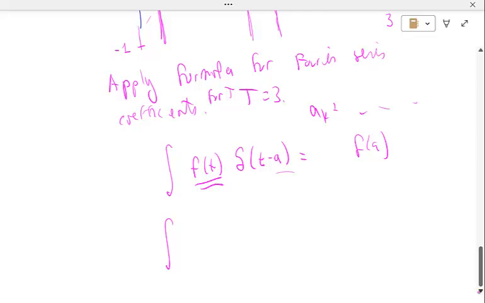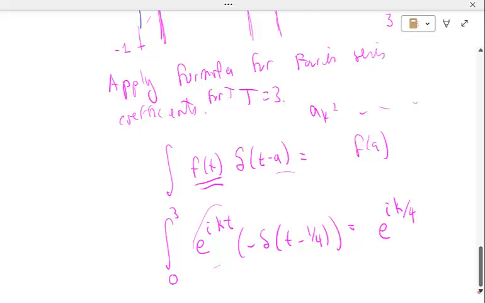I think we'll do the complex exponentials. So it's going to be something like e to the i k t, and then this delta here is actually going to be minus delta of t minus 1/4, and you're integrating here from 0 to 3. That's just going to pick up the value of this function when t equals 1/4. So this is going to be e to the i k over 4. I don't know what your k is, but the k will come from the Fourier series formula.